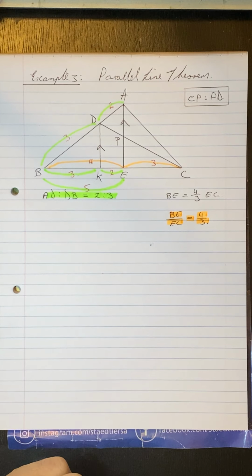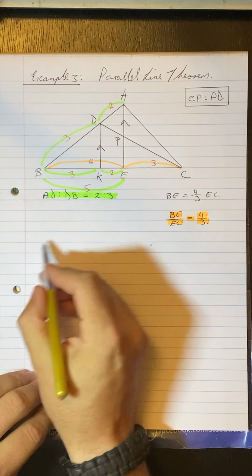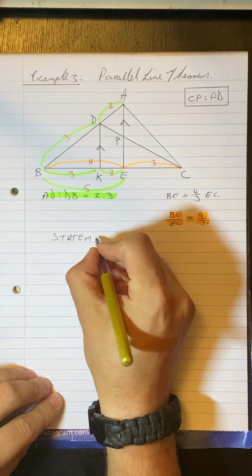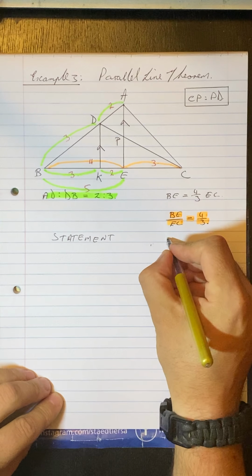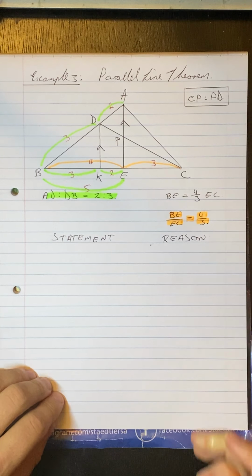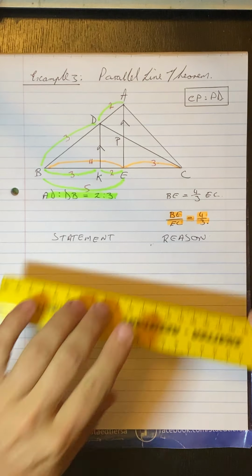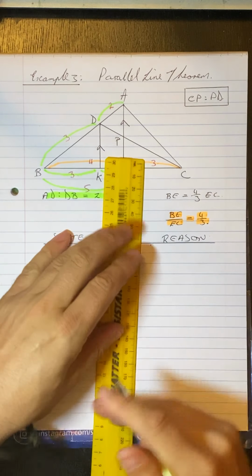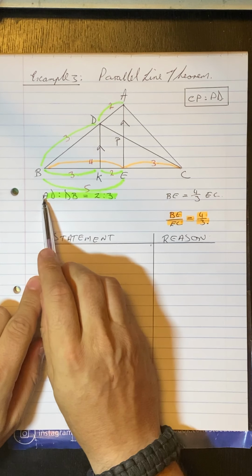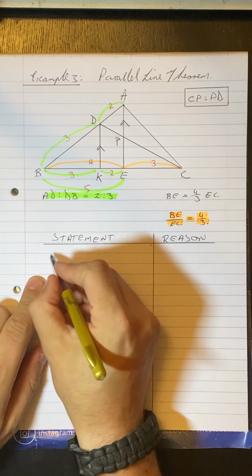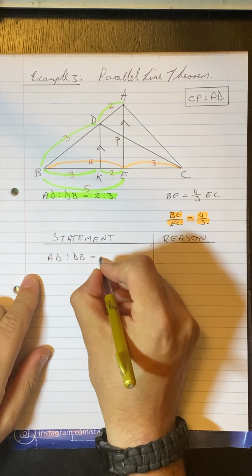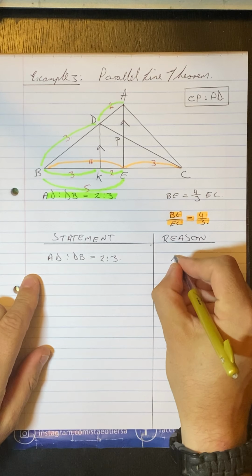So if we now start writing down what we need, I'm going to write a statement column and then a reason column. Let's do this quickly. First of all, I'm just going to state what we were given. We know that AD to DB is equal to 2 to 3. That was given to us.